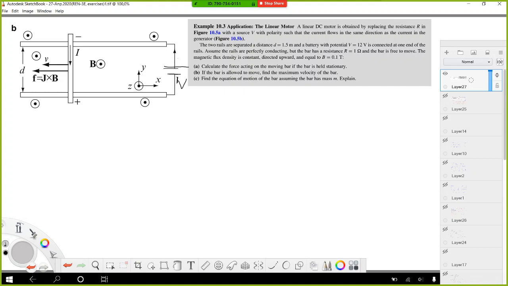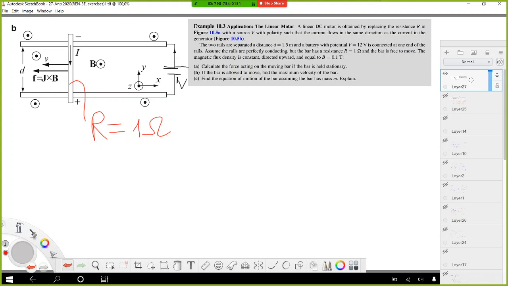Okay, the problem is the same. Two rails are separated at a distance of d, 1.5 meters, and a battery with potential V, 12 volts, is connected at one end of the rails. Assume the rails are perfectly conducting, but the bar has a resistance of R, 1 ohm. In this case, our bar has a resistance of 1 ohm. And the bar is free to move.